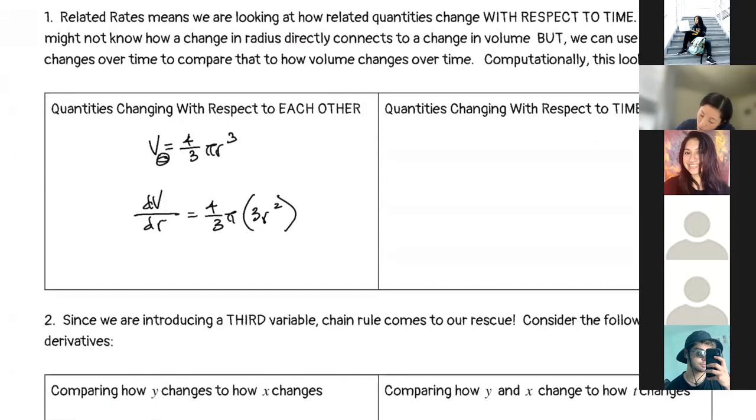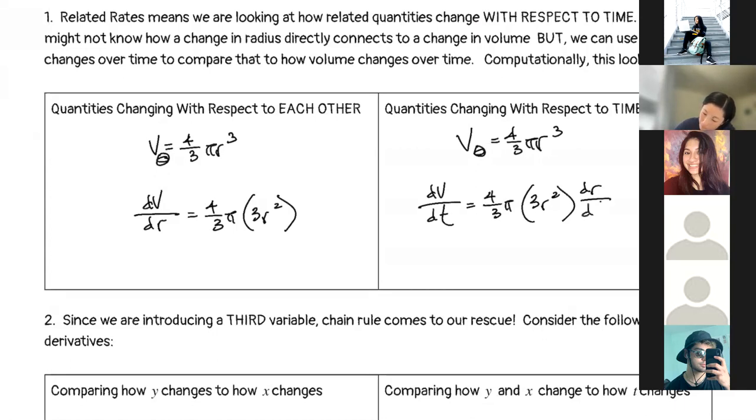But if they're changing with respect to time, so same starting formula, what's different though is this becomes dV/dt equals 4/3 pi 3r squared dr/dt. Okay, so the dt is this with respect to time. All right, so I thought it would be useful to see the setup and how they're different from each other so that we can remember when we need to use the dt and when we don't need to use it.